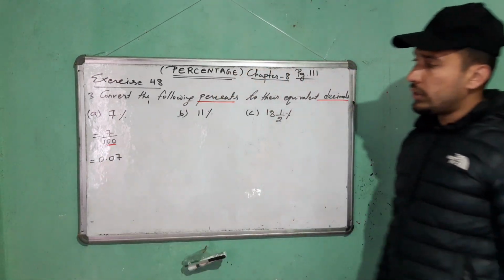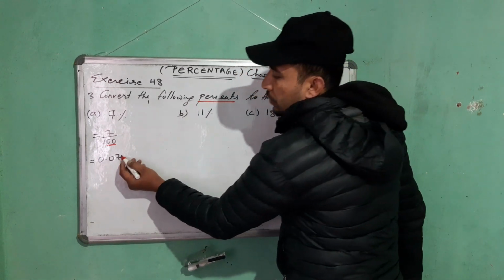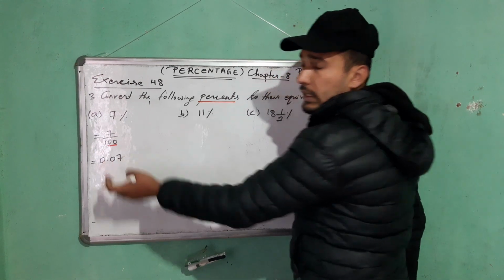Since here you have 2 zeros, you have to put the decimal before 2 digits. Okay. 1 digit is already here. So for another you put 0 and then you put the decimal.